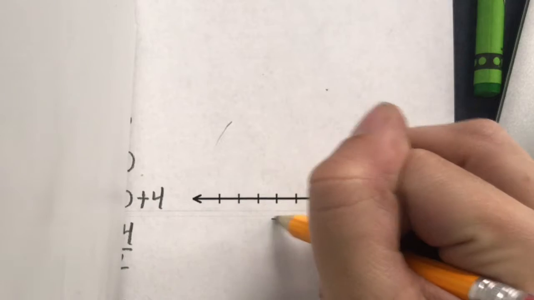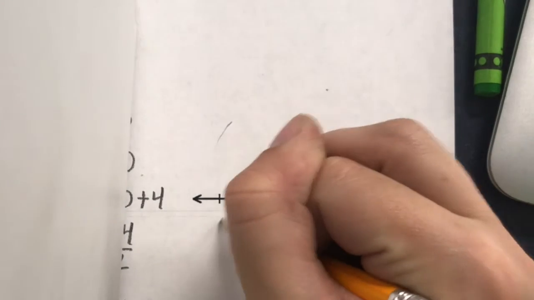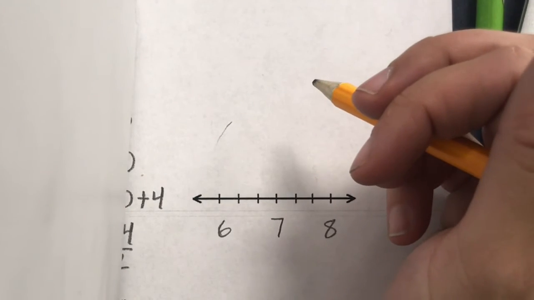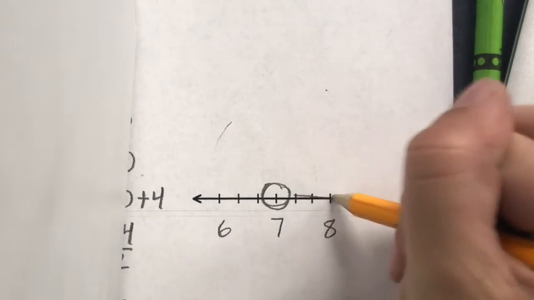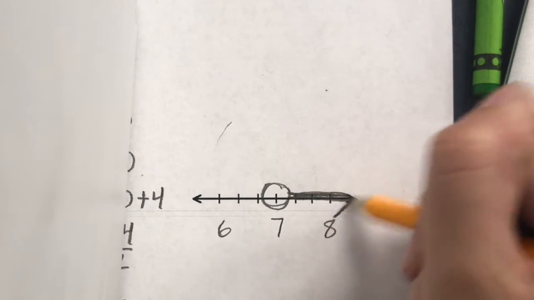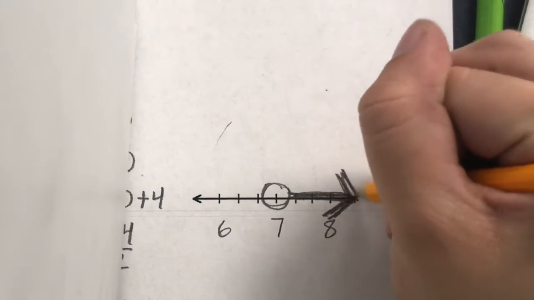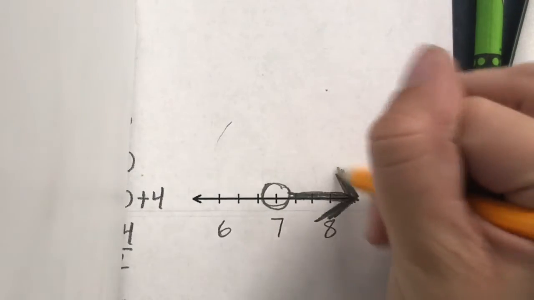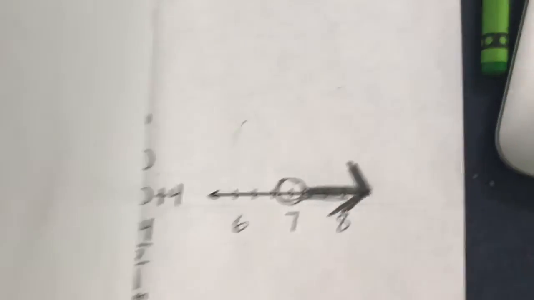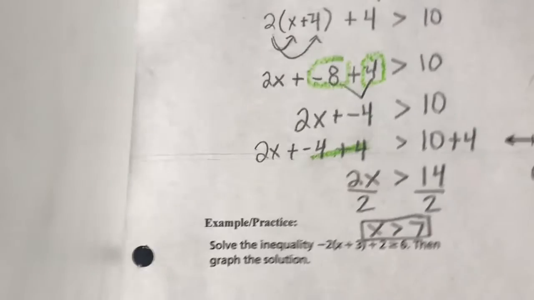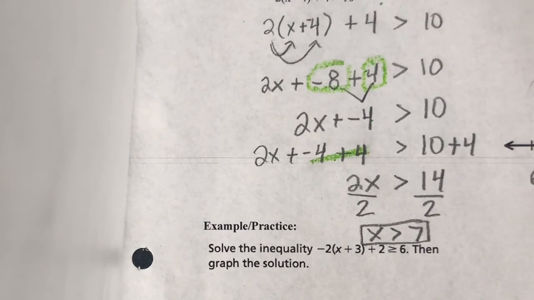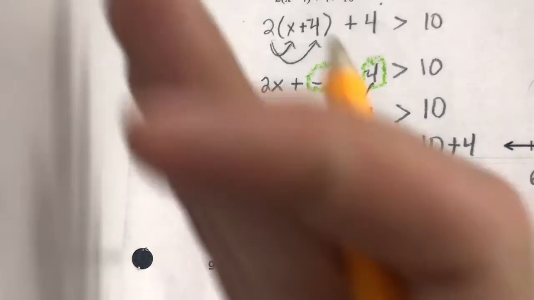So I have 7, 8, 6, and it is greater than 7, so that's going to be an open dot, open point, pointing to the right. Okay, because numbers get greater to the right. 8 is greater than 7, and it's going to be my graph of my solution. Okay, we're going to go ahead and try the example of the practice. Again, just one. That will be it for today.